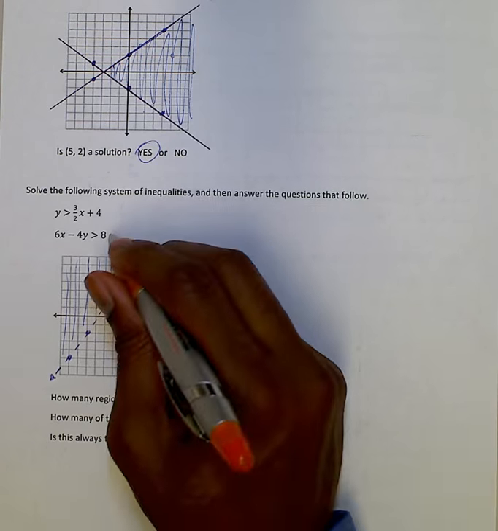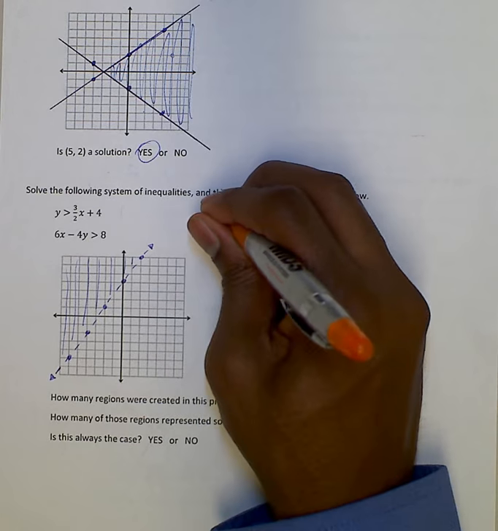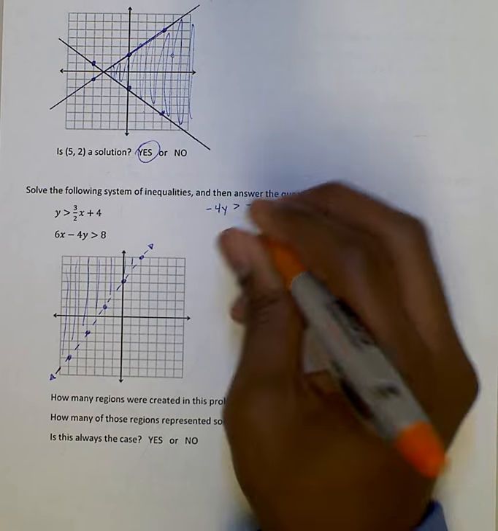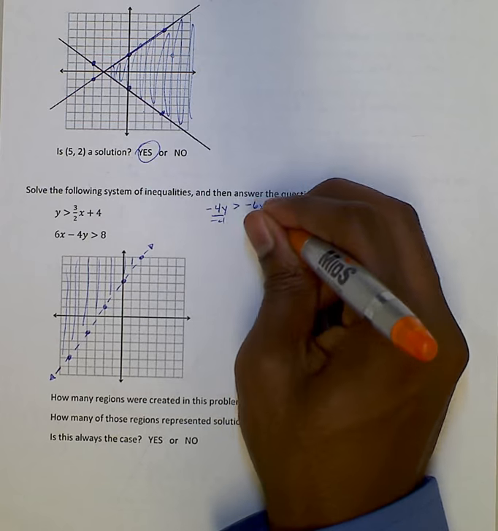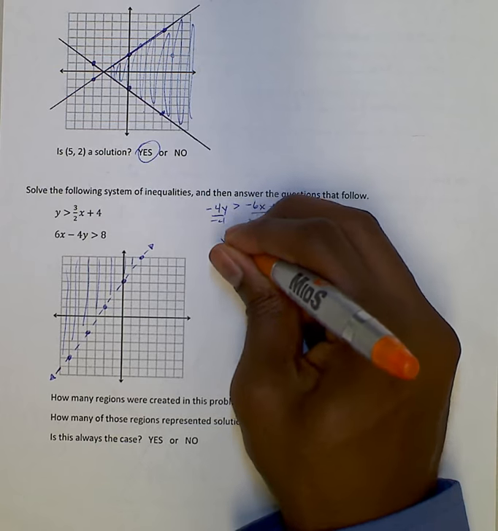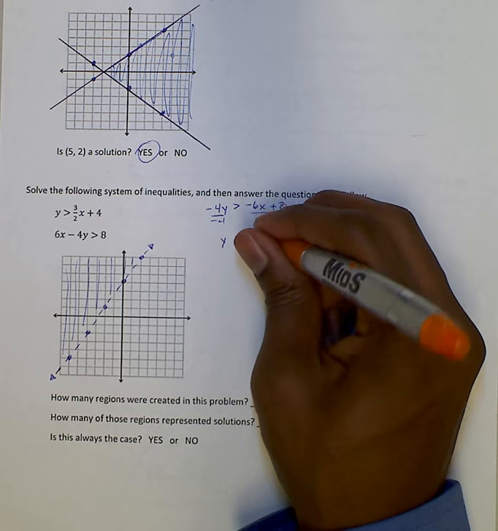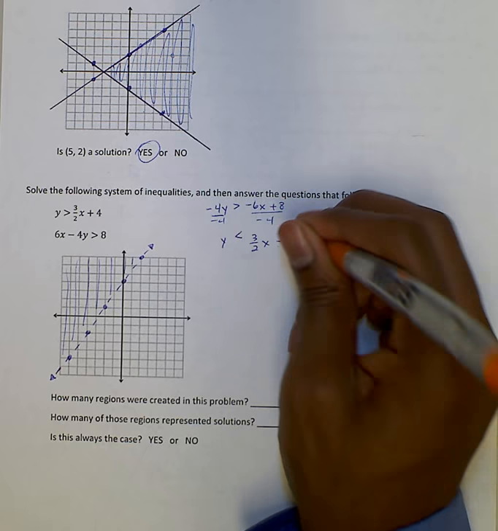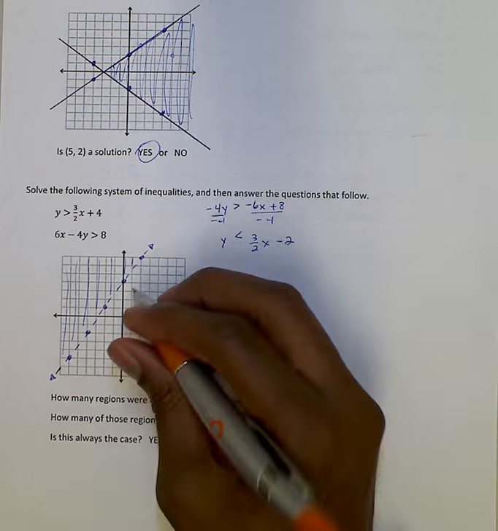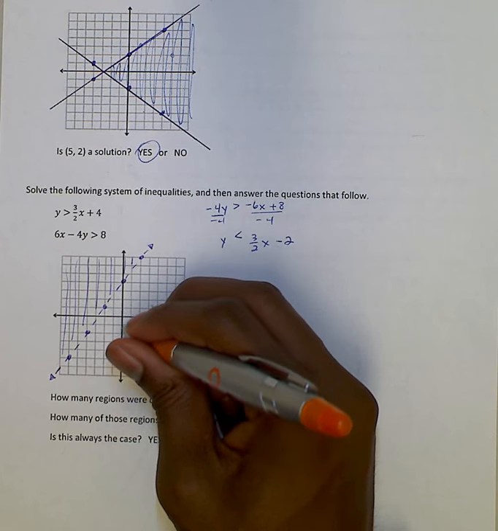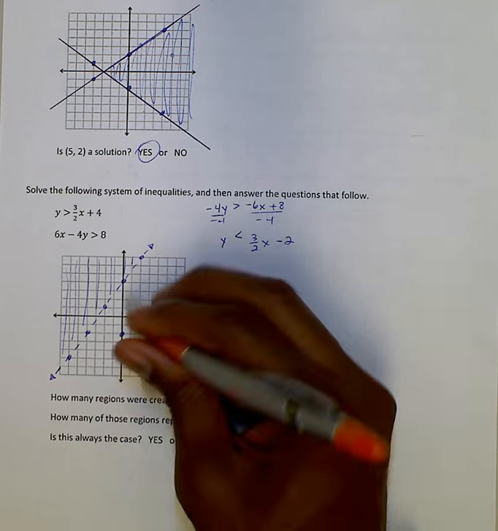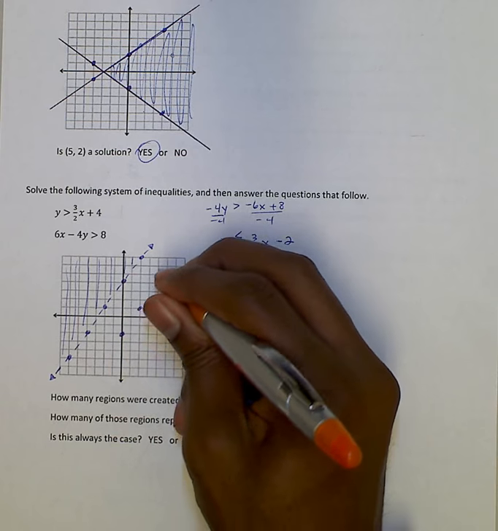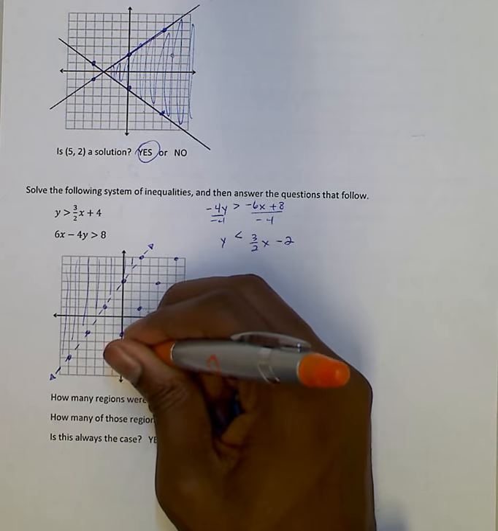For my second line, I need to make sure I solve for y, so I have negative 4y greater than negative 6x plus 8. Then I divide by negative 4, and I have to flip the sign, so y is less than 6 over 4, which is 3/2 x minus 2. Minus 2 is my y-intercept. Go up 3, over 2, repeating that pattern.